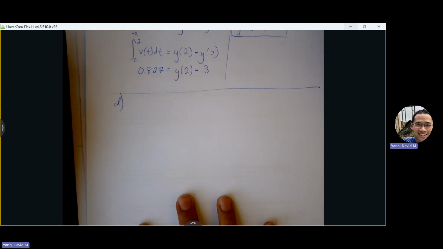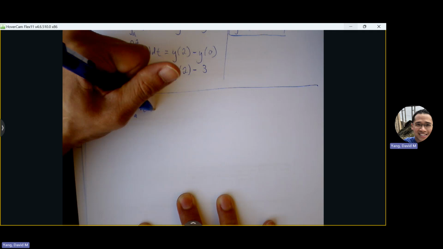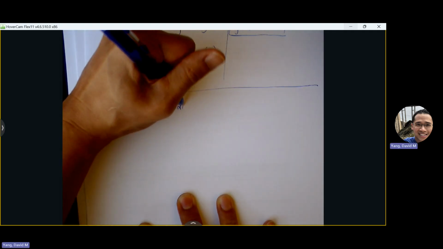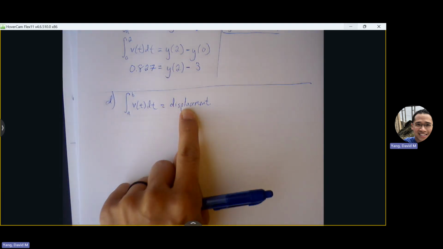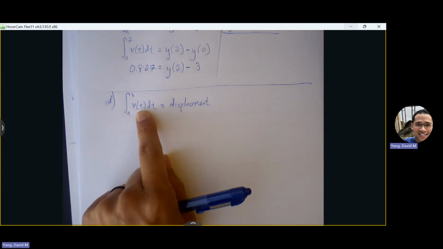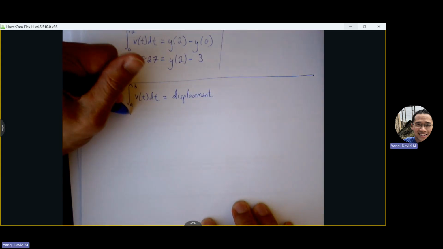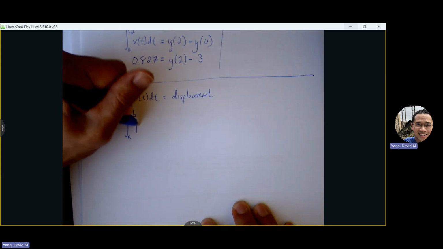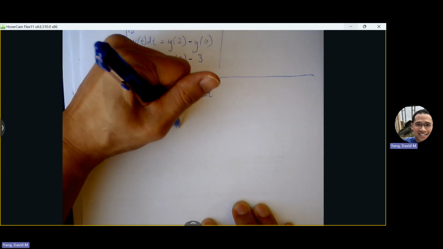So I want to make a distinction here for part D. If I just do the integral from a to b of v of t dt, this will give me simply displacement. This will tell me how far I am from where I started. Because if I accumulate velocity, it's going to add up all the positive and negative regions, right? So if I move to the right 4 units, then left 3 units, it's going to keep track and go back and forth. But if I put an absolute value around v of t, then this is going to give me total distance.